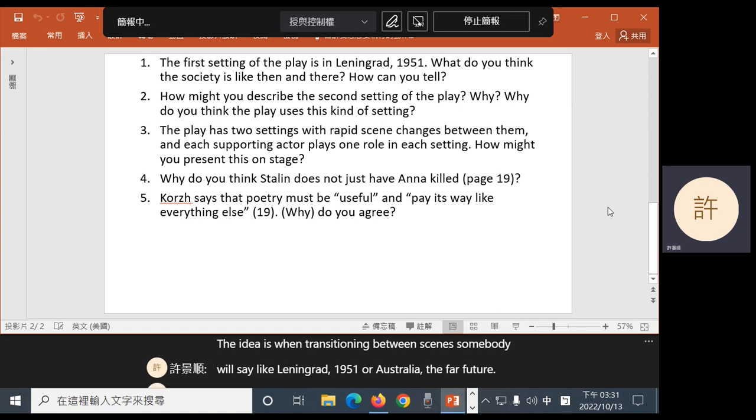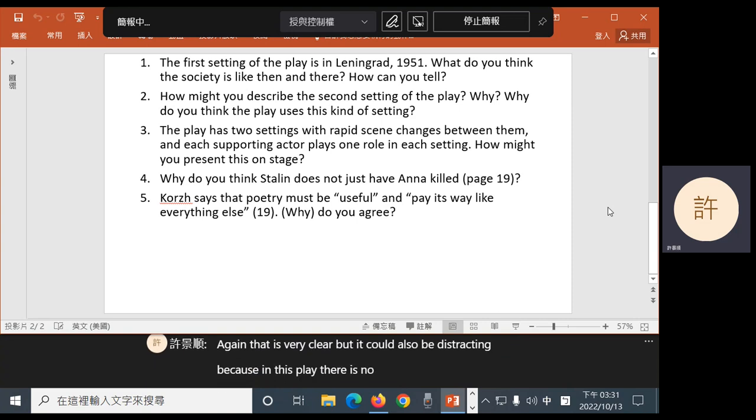Again, that is very clear, but it could also be distracting, because in this play, there is no character named narrator. Some plays do have a narrator. And so this is something that you would add to the play, and you would therefore change the meaning of the play. If you add a narrator, it will feel more like a story and less like a performance.